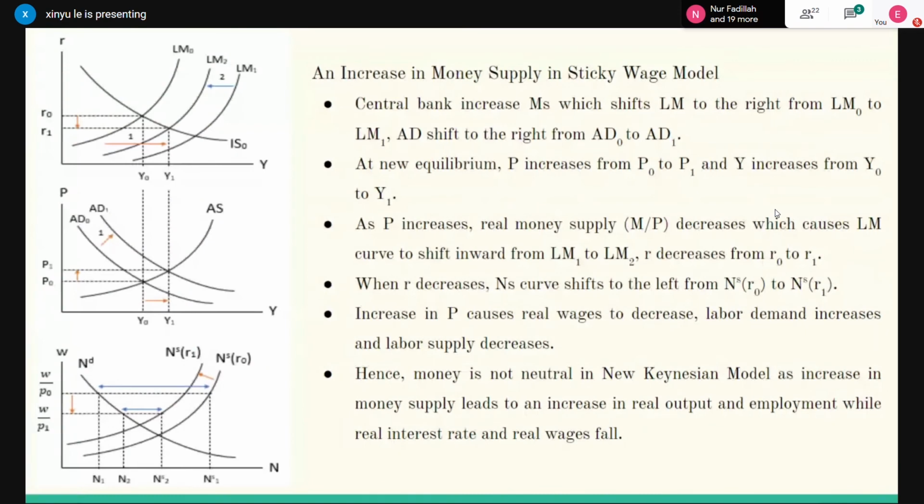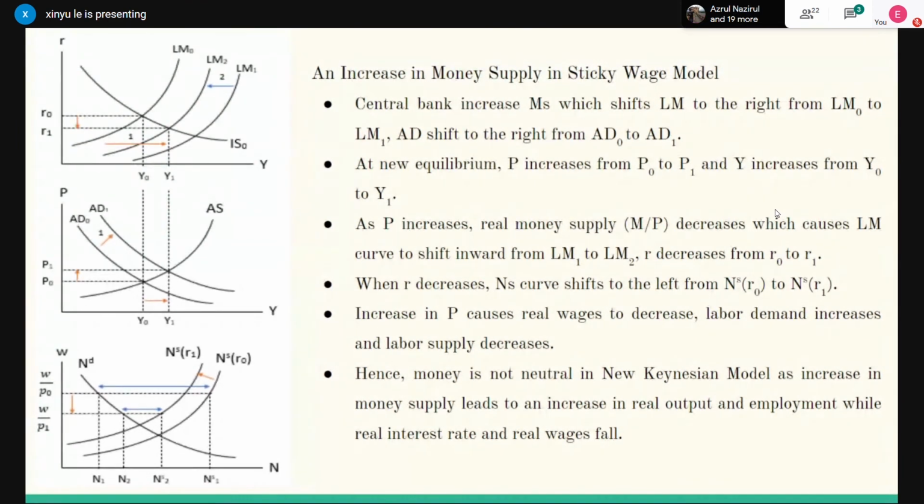So firstly, the central bank increases money supply, which shifts LM to the right from LM0 to LM1. The AD curve shifts to the right from AD0 to AD1. At the new equilibrium, price increases from P0 to P1 and Y increases from Y0 to Y1. As price increases, real money supply decreases, which causes the LM curve to shift left from LM1 to LM2. R decreases from R0 to R1.